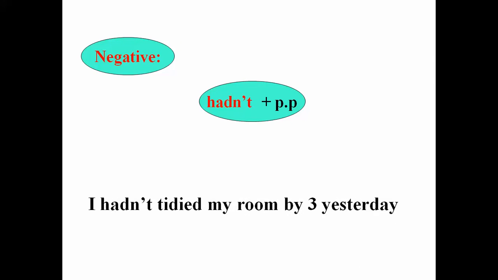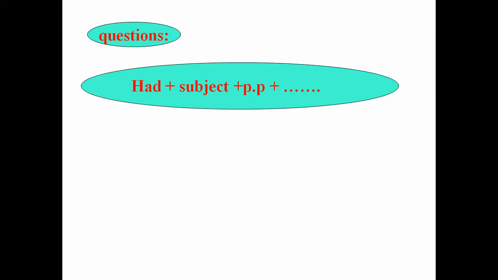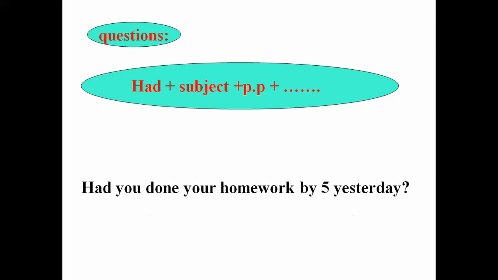How to form the negative in past perfect? Using hadn't plus past participle. I hadn't tidied my room by 3 yesterday. How to form the question? We start with had. The second step is to use the subject, then past participle. For example, had you done your homework by 5 yesterday?